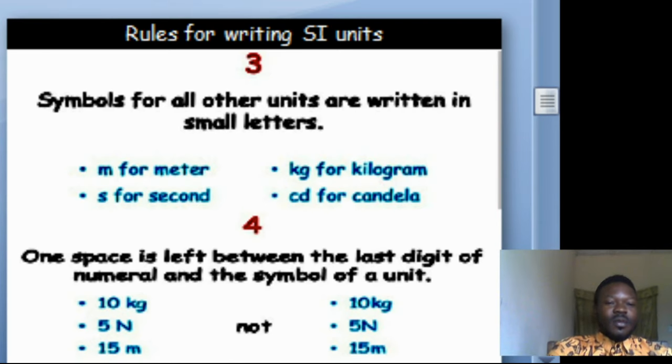Now, always leave one space. You always put one space between the quantity, that is the digits, and the unit. You put 10, then a space, then kg, not 10kg without a space. Write 5 newton this way and not that way. So you always put a space.